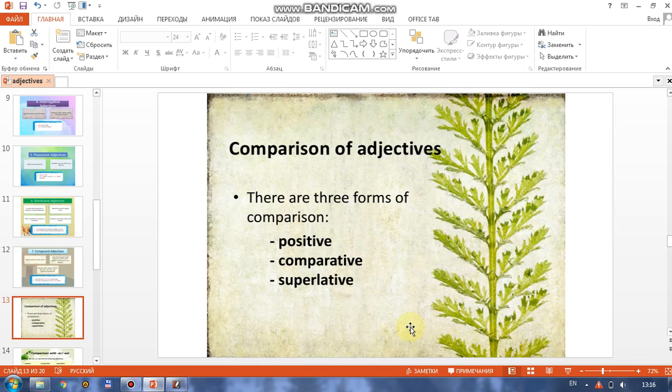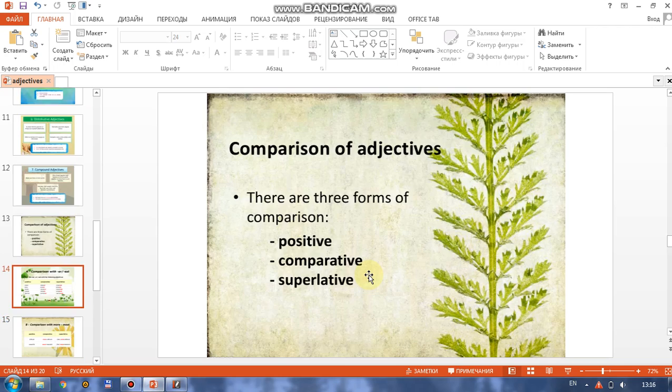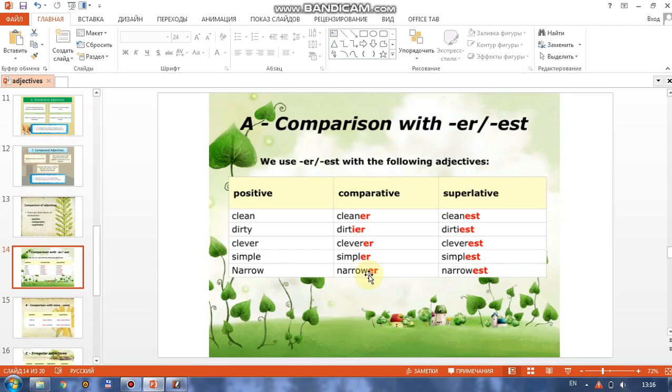So, there are three forms of comparison of adjectives. First, positive degree. Second, comparative degree. Third, superlative degree. So, first is comparison with the help of er and est suffixes. As you see here, in positive degree there is no need for any suffixes or extra words. It stays in its position: clean, dirty, clever, simple, narrow.